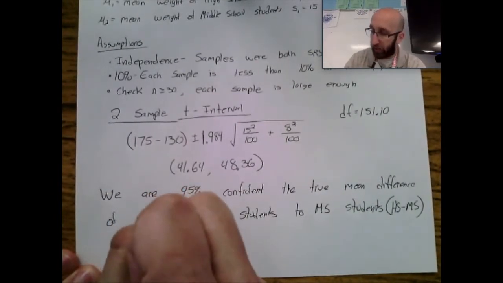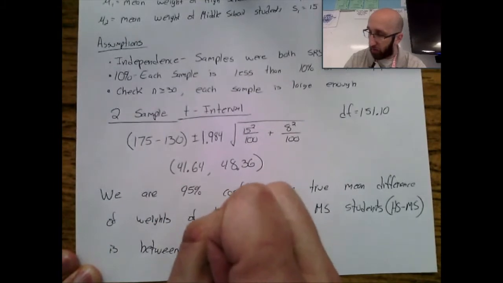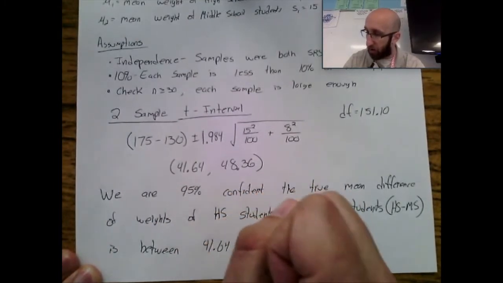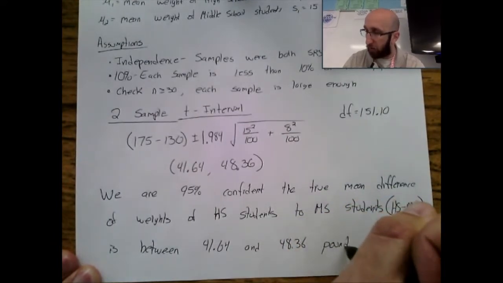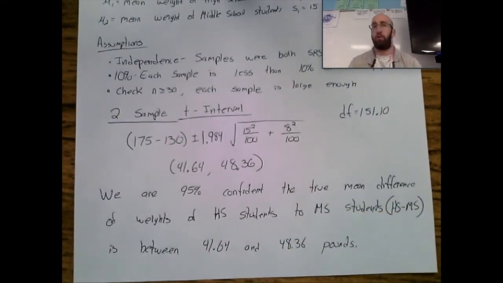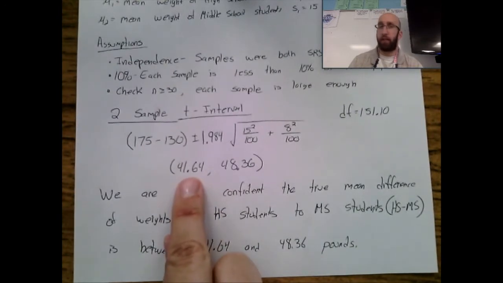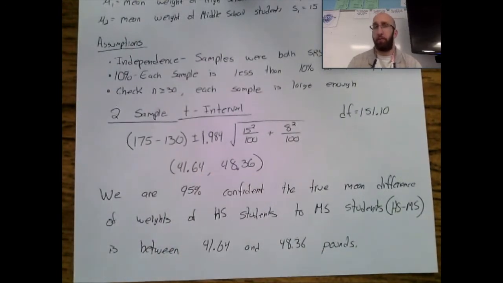Is between 41.64 and 48.36 pounds. In other words, if I knew the average weight of all high school students and the average weight of all middle school students, and I could subtract those, take the average weight of all high school students, subtract off the average of all middle school students, that difference is going to fall, I'm 95% confident on this, somewhere between 41.64 pounds and 48.36 pounds.